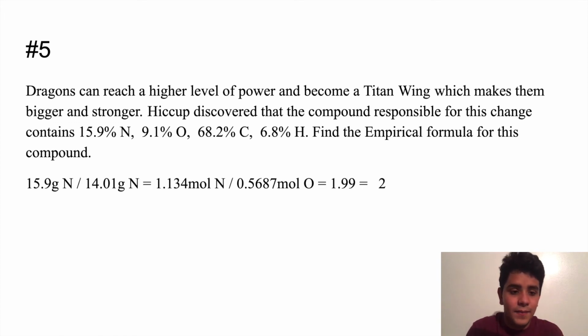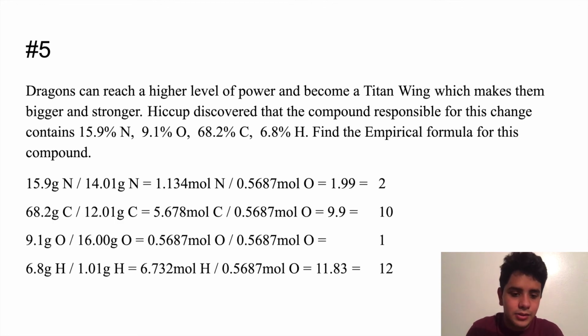I did that for nitrogen, and then I did that for the rest of the elements too. Then you're going to find the amount of moles of each element. You divide by the molar mass on the periodic table, which will give you how many moles are in each element. Then you will divide by the smallest amount of moles. The smallest amount of moles here was 0.5687 moles of oxygen. You divide the rest by that. It will give you 4 numbers, and then with those 4 numbers, you either multiply till whole or round till whole.